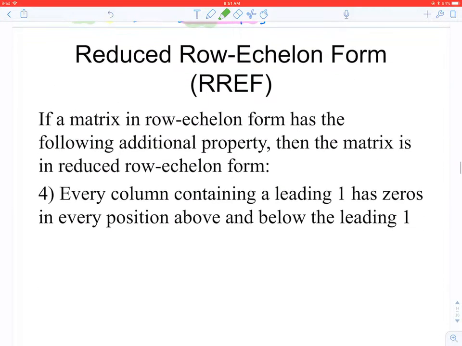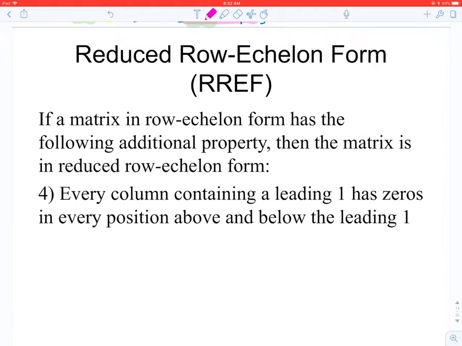Now reduced row echelon form, abbreviated RREF: if a matrix in row echelon form has the following additional property, then the matrix is in reduced row echelon form. Reduced row echelon form is technically also row echelon form, but not all matrices that are in row echelon form are in reduced row echelon form. The additional property is that every column containing a leading one has zeros in every position above and below the leading one.